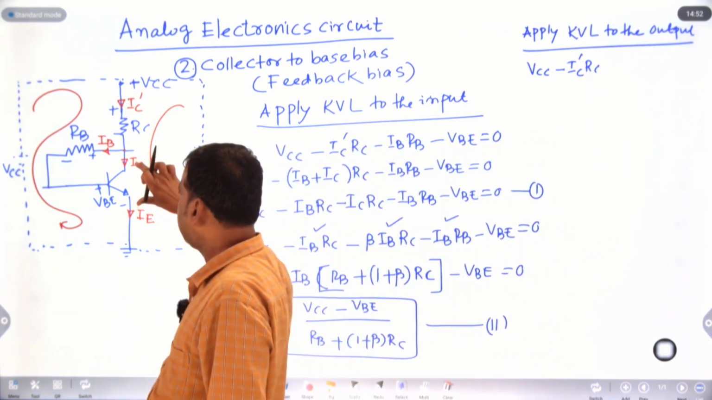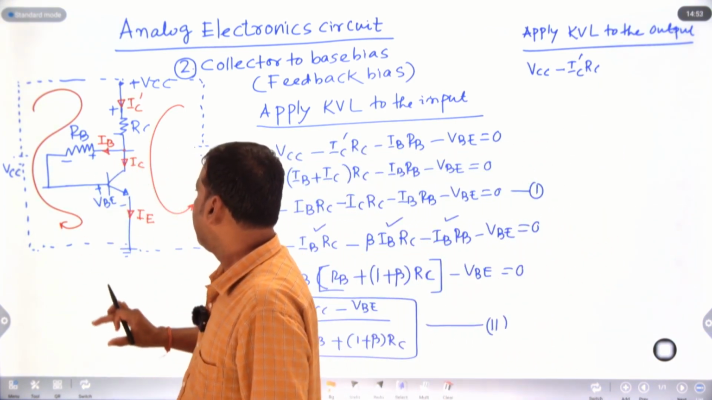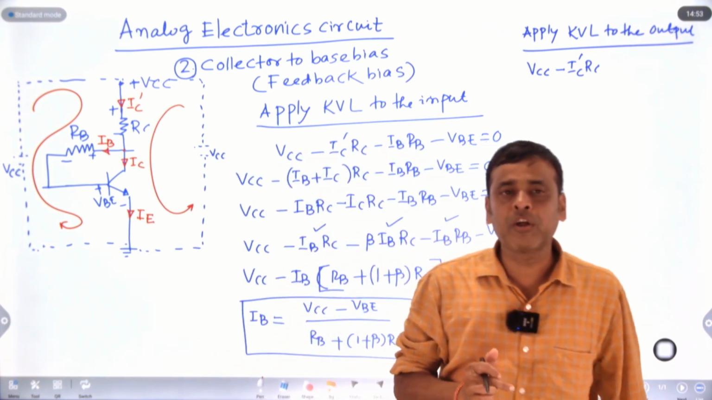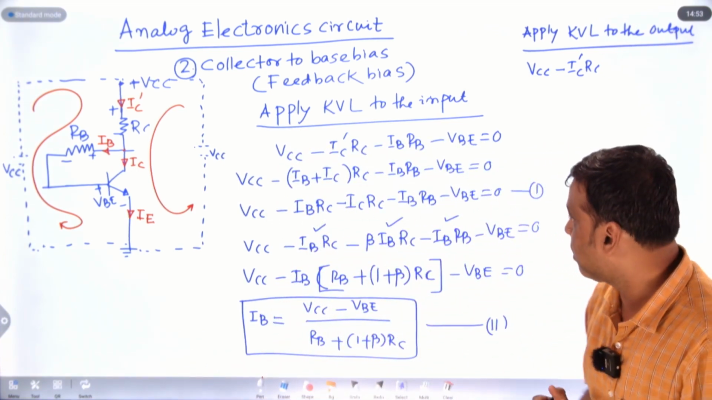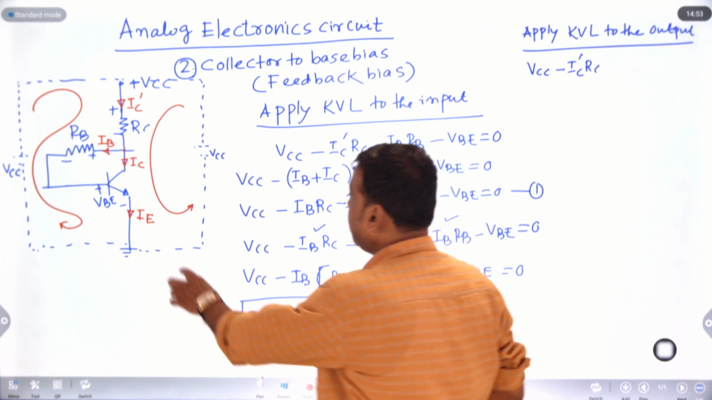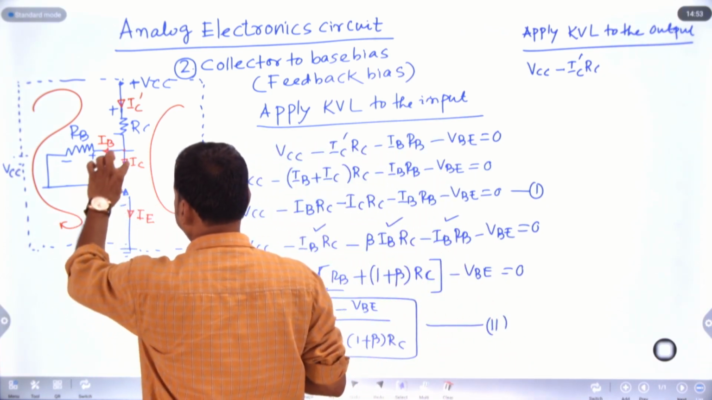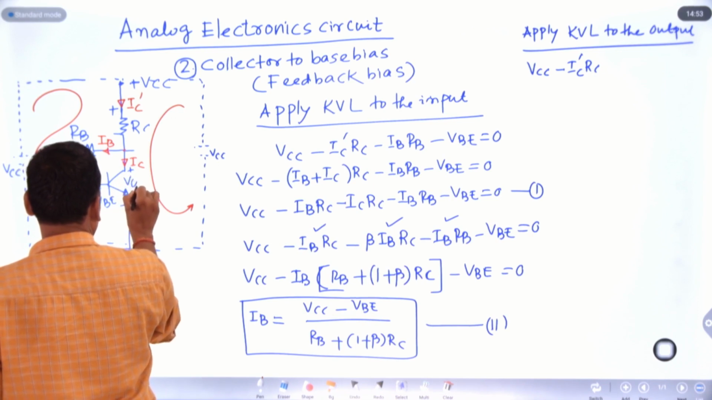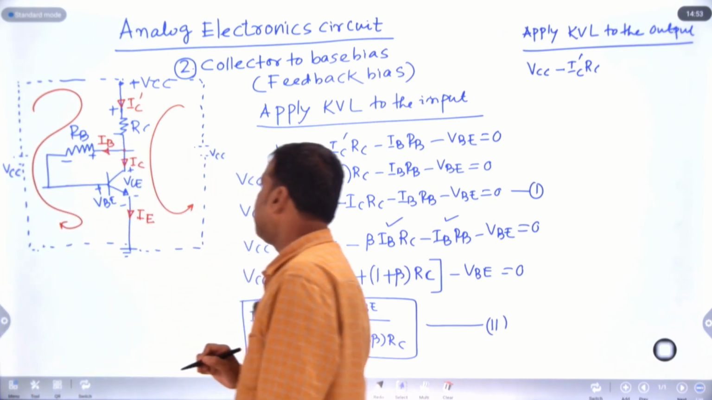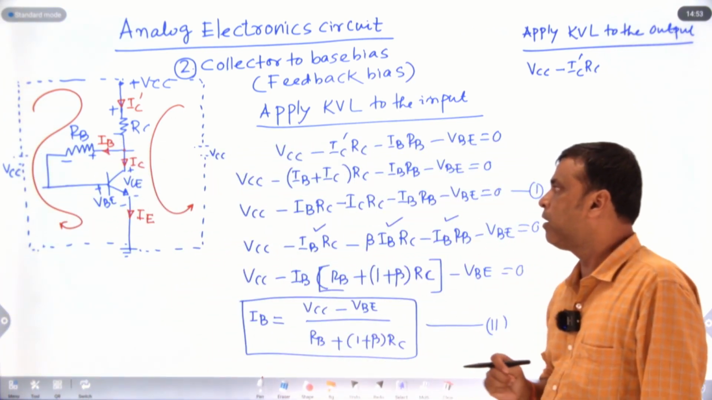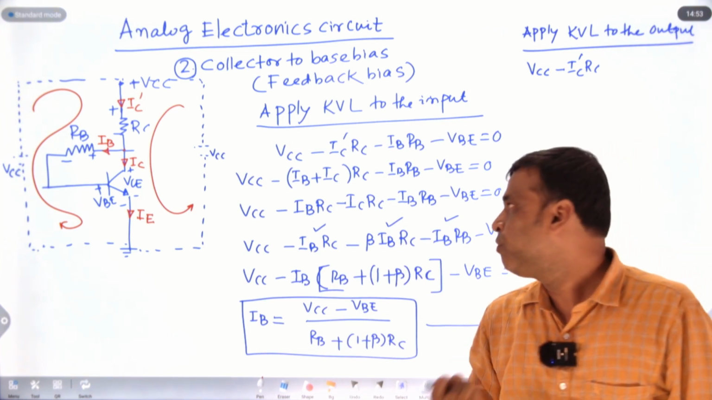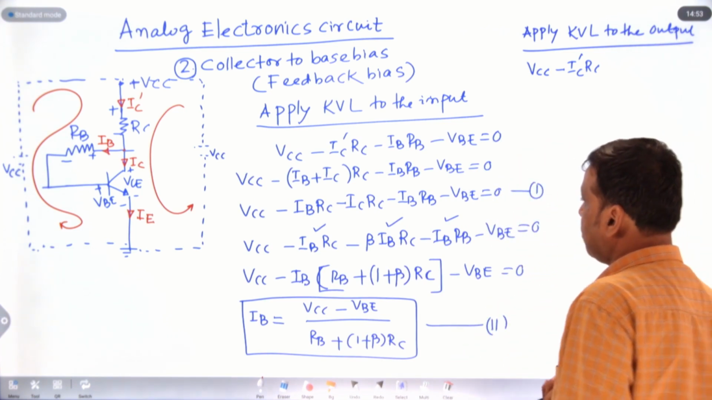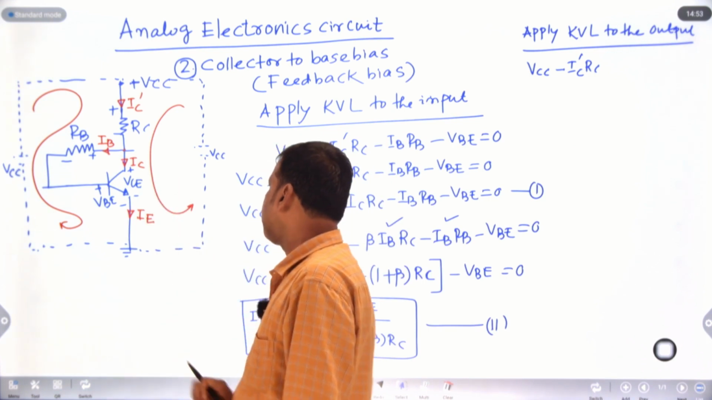Then here there is a potential. Already I told you, the transistor has three terminals: one is base, another is emitter, another one is collector. Between base and emitter there is a potential VBE. Between collector and emitter there is a potential VCE. You have to take this into account when applying KVL to the input or to the output.